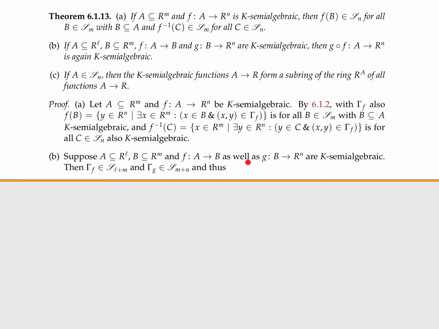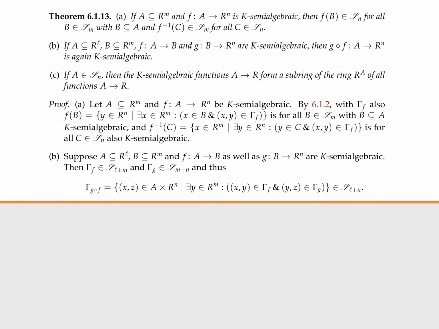Okay, so I need again the same situation here. By hypothesis, the graph of F is a K semi-algebraic subset of R^(L+M), and the graph of G is a K semi-algebraic subset of R^(M+N). And actually the graph of the composition can be written as the set of all (x,z) in A × R^N such that there exists a y in R^M such that (x,y) lies in the graph of F and (y,z) lies in the graph of G.